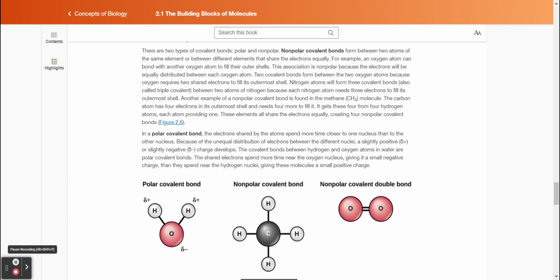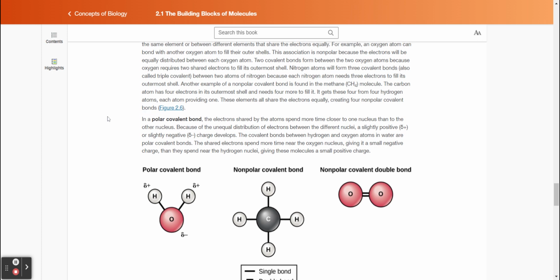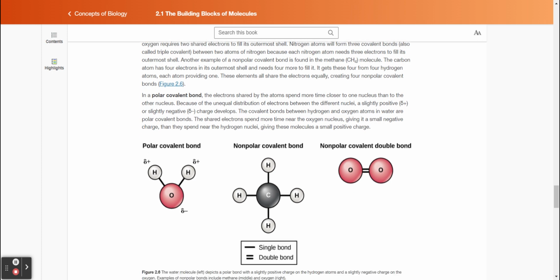Nitrogen atoms will form 3 covalent bonds, also called triple covalent, between 2 atoms of nitrogen, because each nitrogen atom needs 3 electrons to fill its outermost shell. Another example of a nonpolar covalent bond is found in the methane molecule, CH4. The carbon atom has 4 electrons in its outermost shell and needs 4 more to fill it. It gets these 4 from 4 hydrogen atoms, each atom providing 1. These elements all share the electrons equally, creating 4 nonpolar covalent bonds.